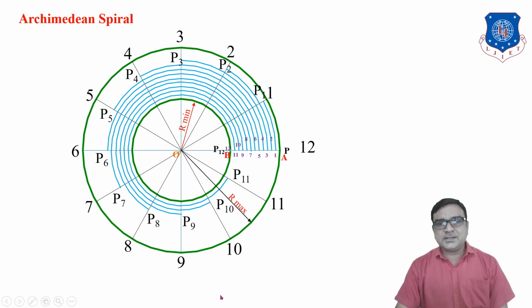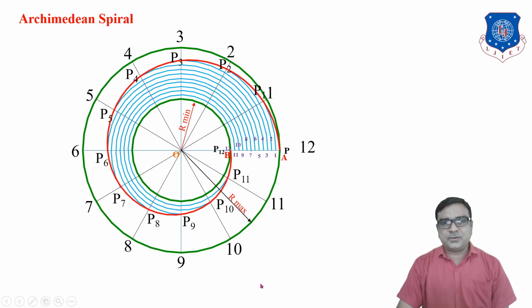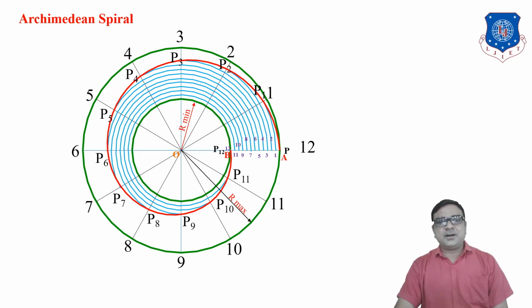So the spiral has two motions, linear as well as radial, and both are uniform. Now trace out all the points with a curve P0, P1, P2, P3, P4 up to 12. This curve is known as a spiral of maximum radius 120 and minimum radius 60 mm.